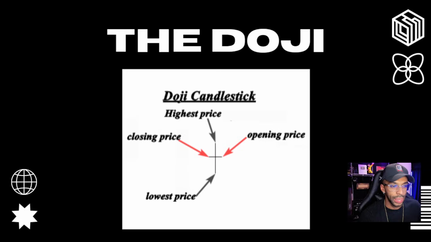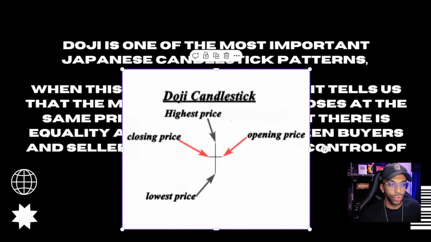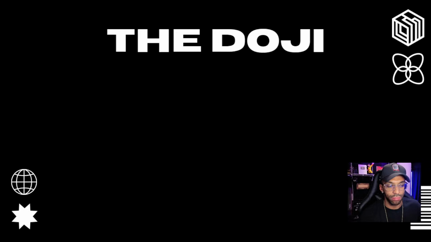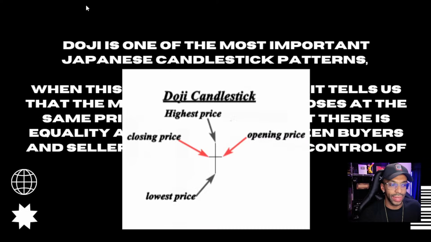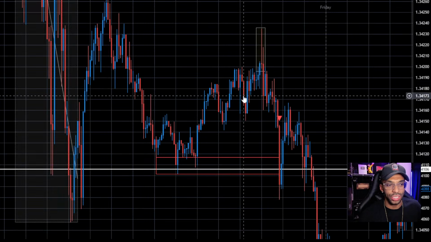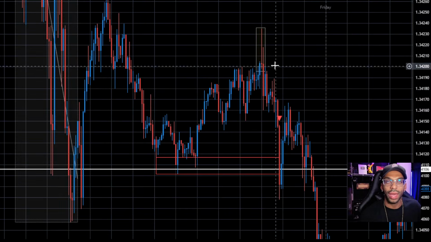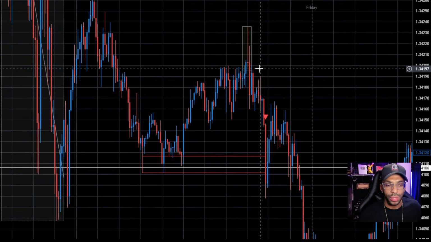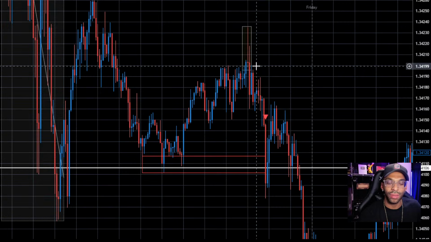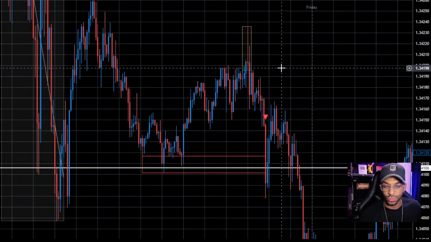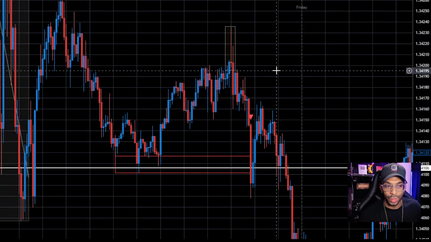Okay. Now, when you're looking at dojis, the best way to use them is to understand how that indecision might work in your favor. And what I mean by that is that if we see the markets are pushing up, and then we get a doji at the top, that might be a good indication that the markets are indecisive, but they're looking to push to the opposite side now. So they're going to be dropping soon.